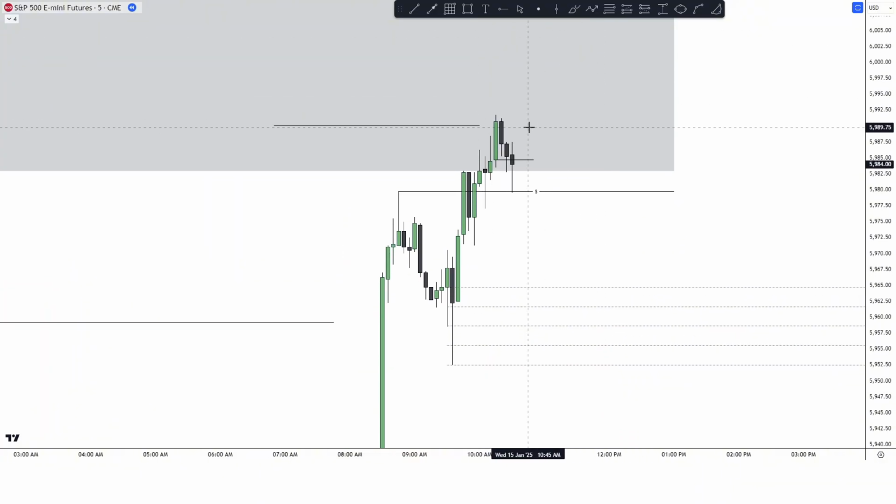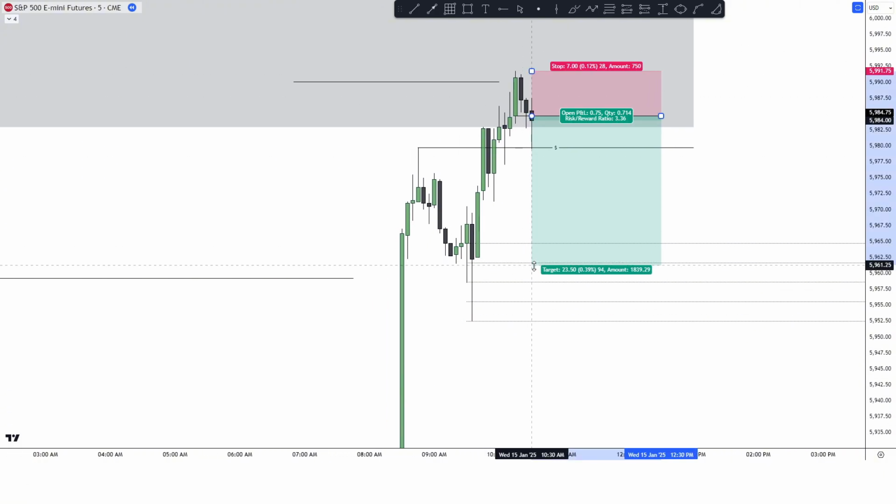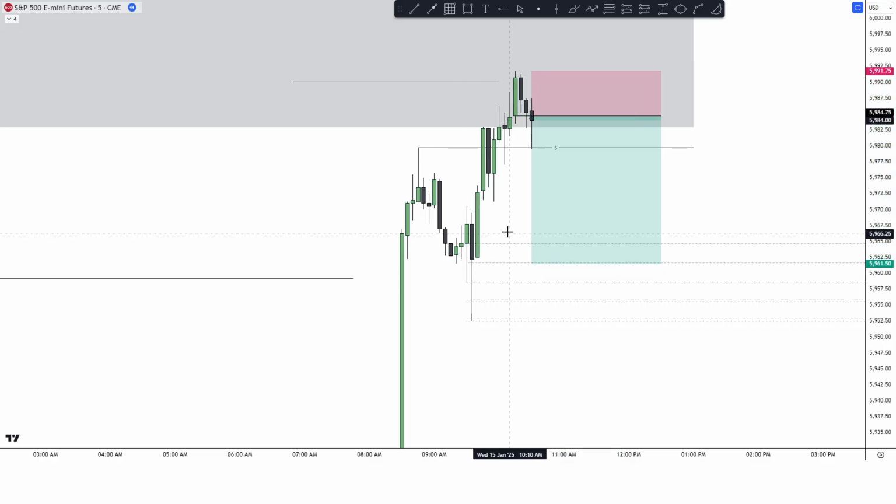It was once I realized we had this change in state of delivery after tapping into that 4-hour bearish fair value gap, I would then take my trade entry and I put my stop loss back at this original high, reaching back down into the 25% of this long wick level for over a 3-to-1 R.